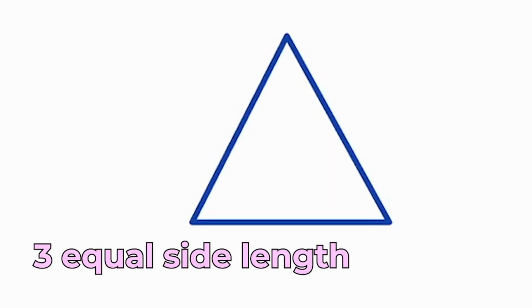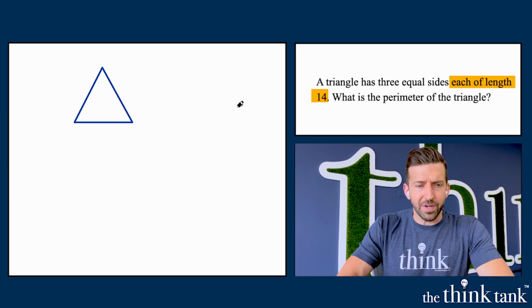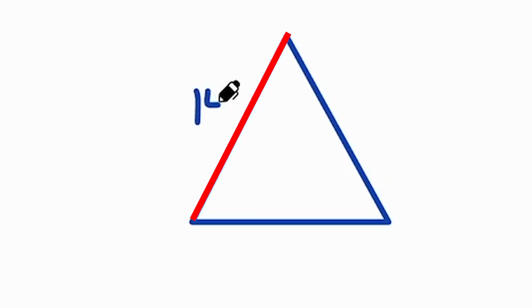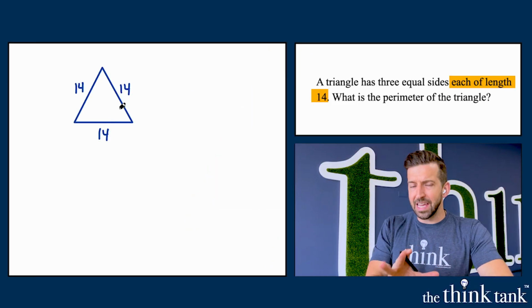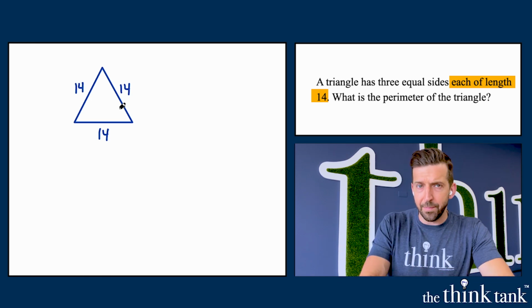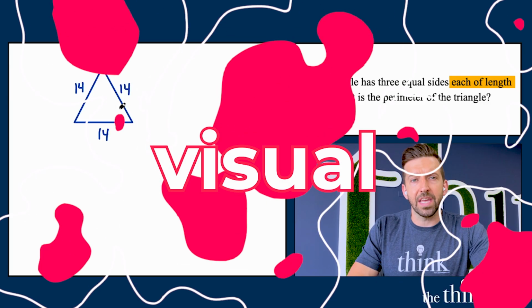Okay, now let's look at the information again and make it as visual as possible. It says each side length is 14. Okay, well, I guess this side length is 14, and this side length is 14, and this side length is also 14. So once again, we're just taking the information from the problem, we're putting it on the page and making it as visual as we can.